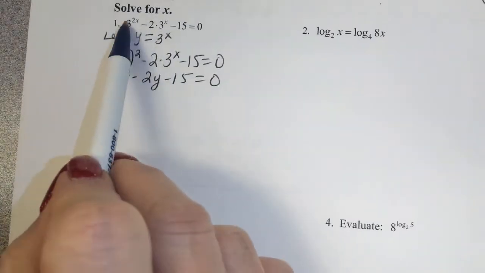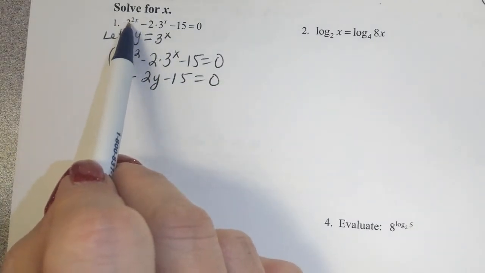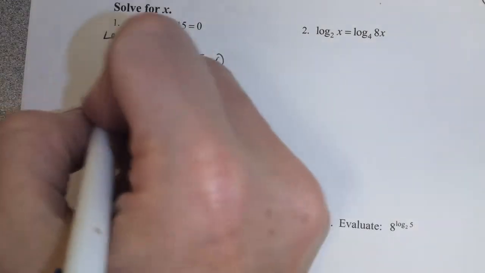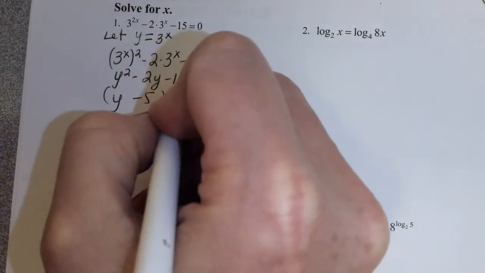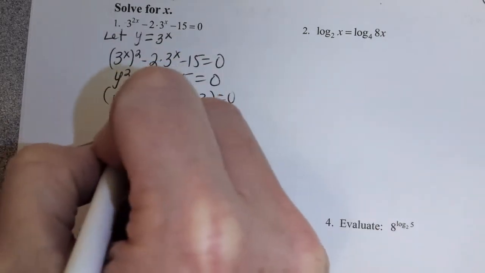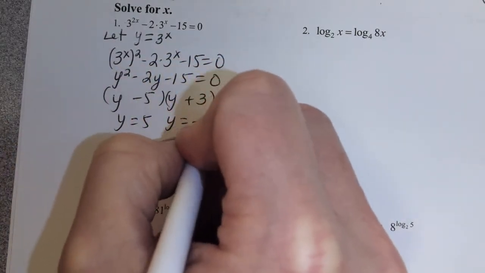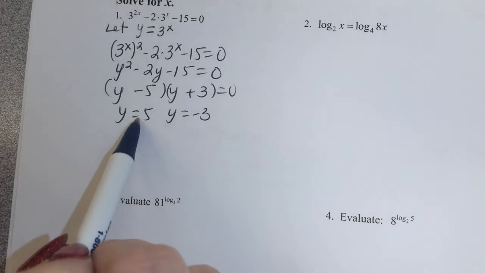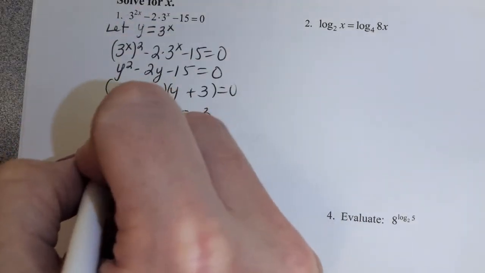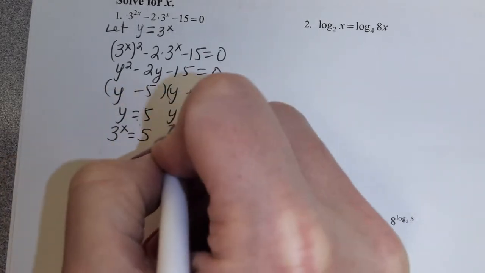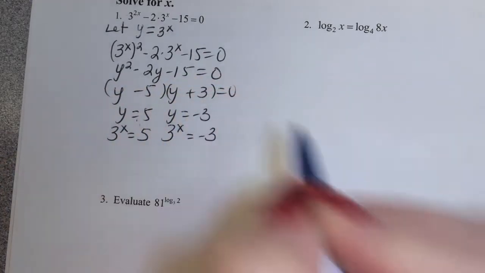The reason I knew to do this is because I could tell that this was actually a quadratic. So now I can factor this. So I get y minus 5, y plus 3, y equals 5, y equals negative 3. But that's not truly what I'm solving for. I'm solving for x. So I have to replace my y with 3 to the x equals 5 and 3 to the x equals negative 3.